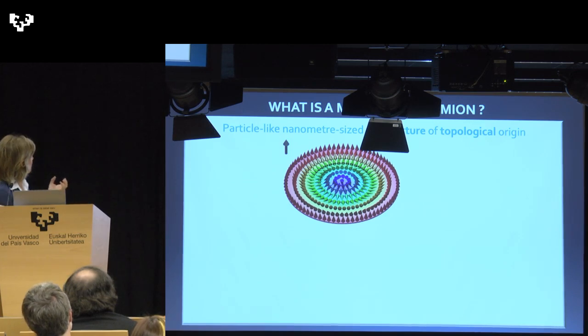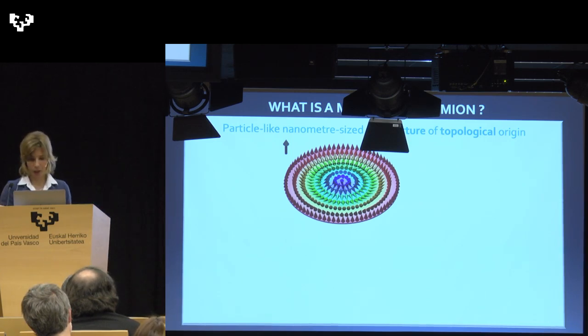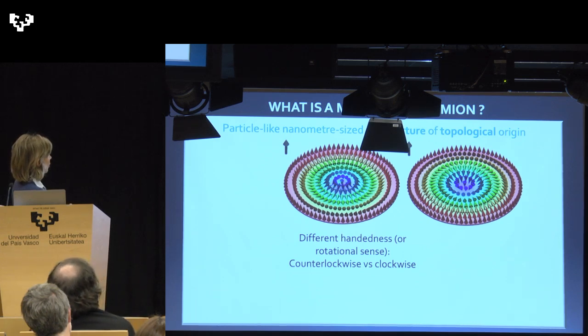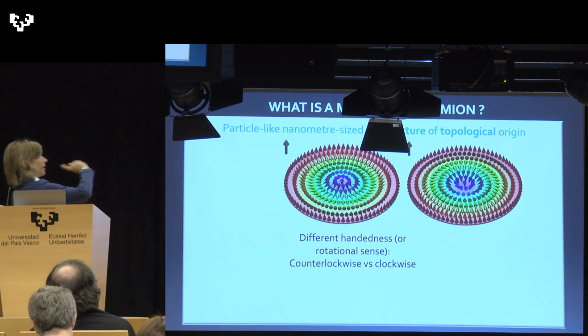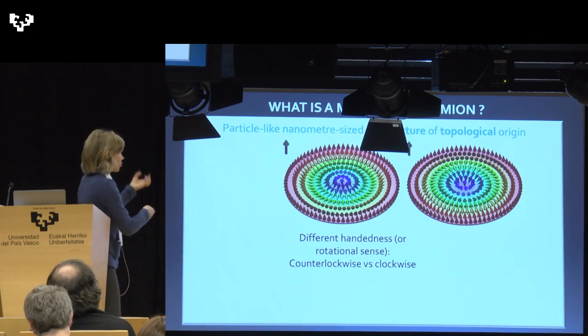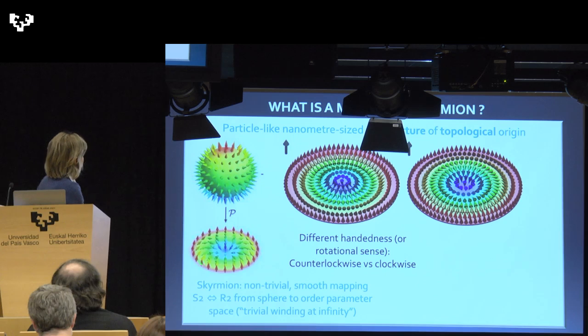So what is a skyrmion, actually? A skyrmion is a particle-like, nanometer-sized spin texture of topological origin. So it can have different handedness. For example, if you go from the center of the skyrmion to the outside of the skyrmion, so you go from down to up, then you can rotate clockwise or counterclockwise, and this gives the so-called handedness or rotational sense. And also you can map this two-dimensional spin texture on a sphere.